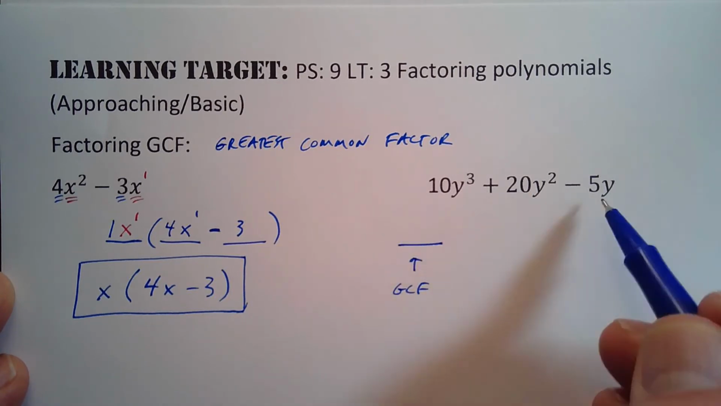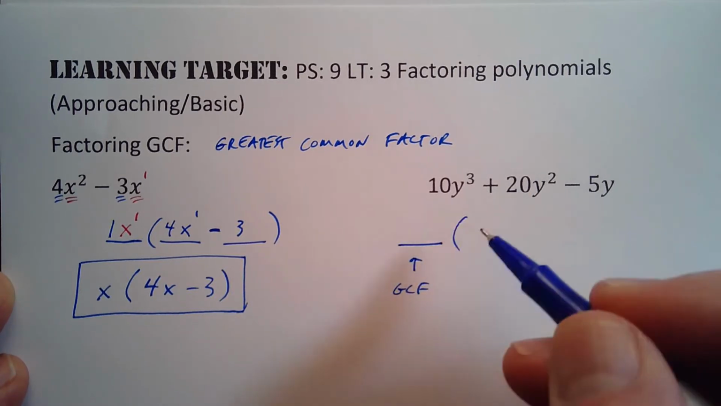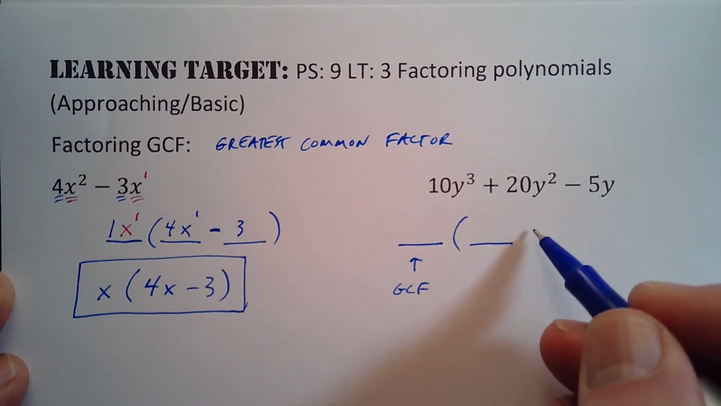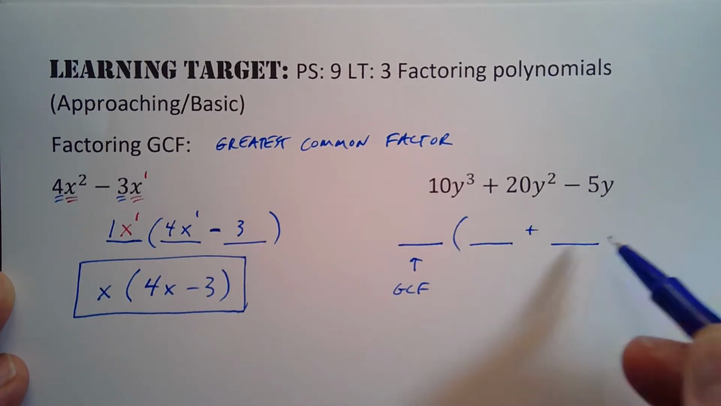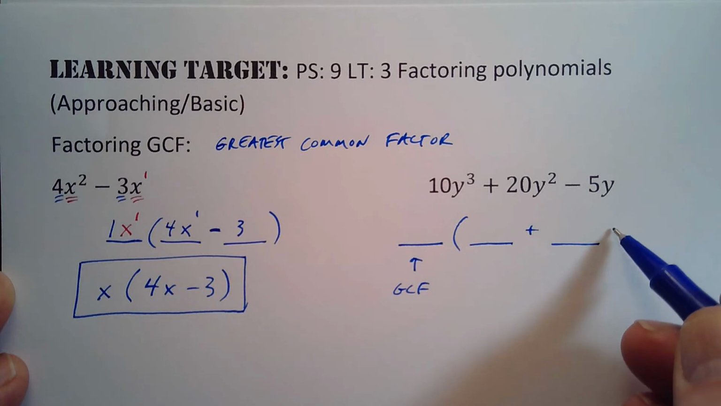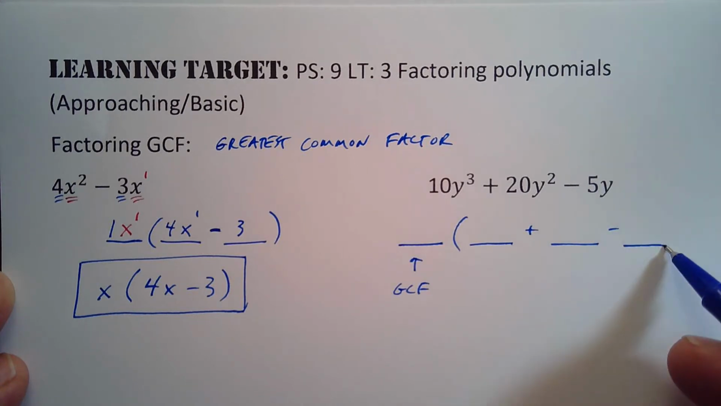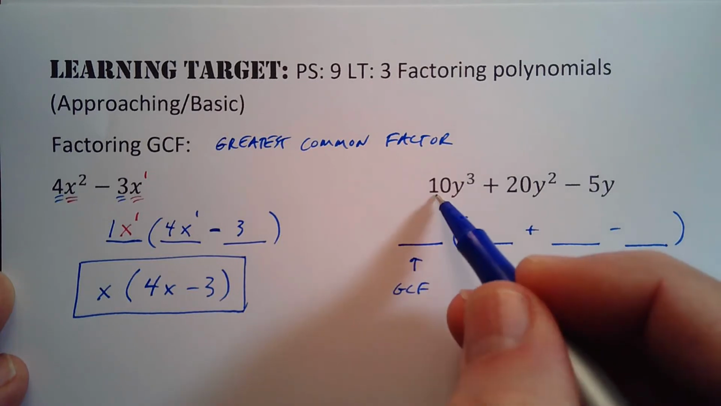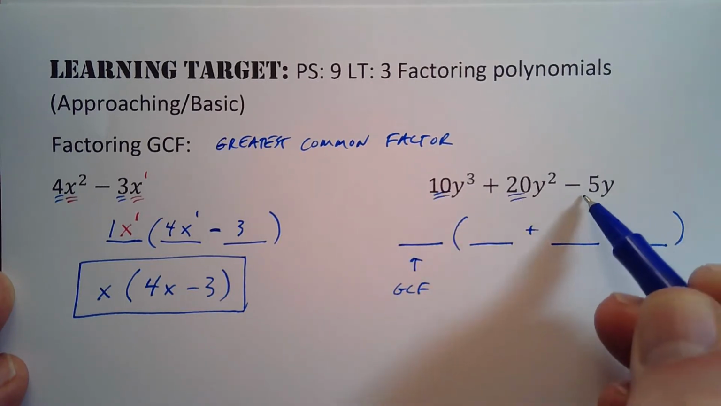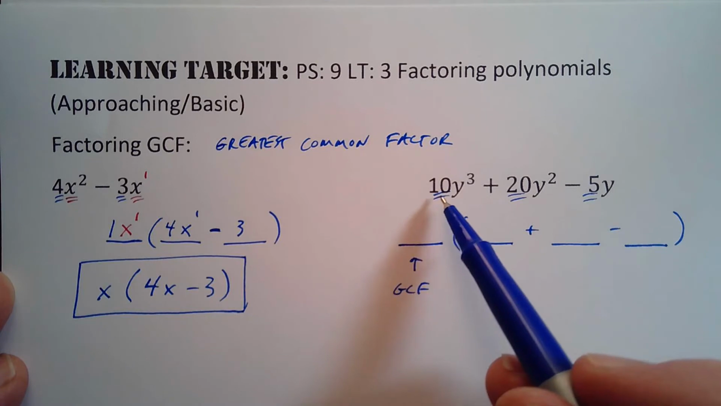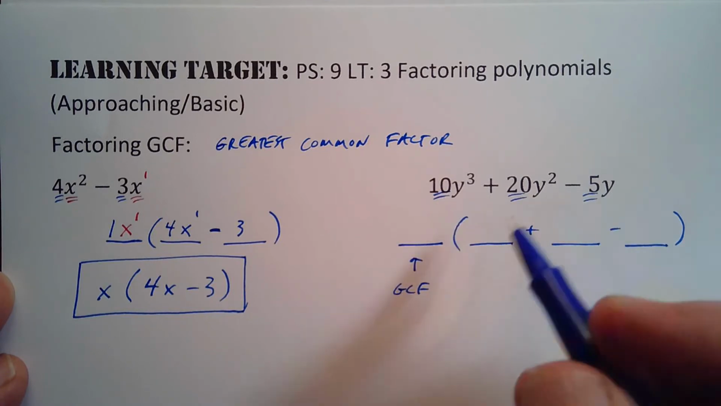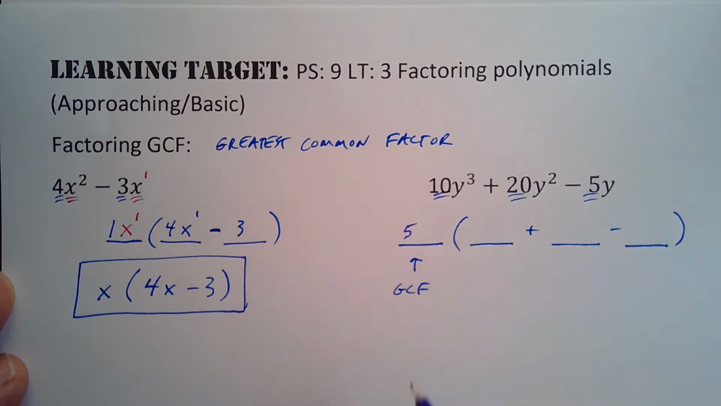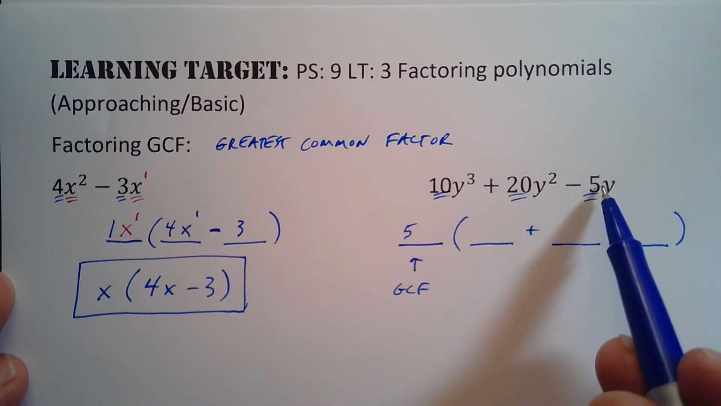This is a trinomial that I'm trying to factor, so in parentheses, I'm going to put 3 blanks with a plus sign between the first two terms and a minus sign between the second and third terms. And now I'm just going to go one piece at a time. So the coefficient piece. What is common to 10, 20, and negative 5? There's a 5 that's a factor of all of those. That's the greatest common factor of those coefficients.